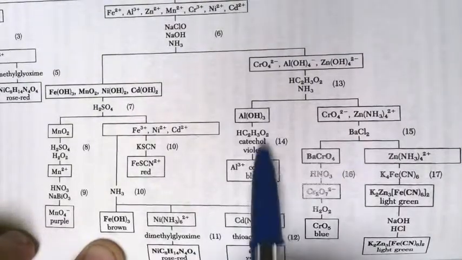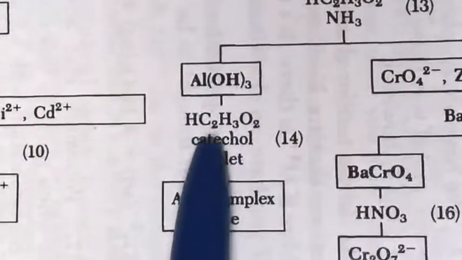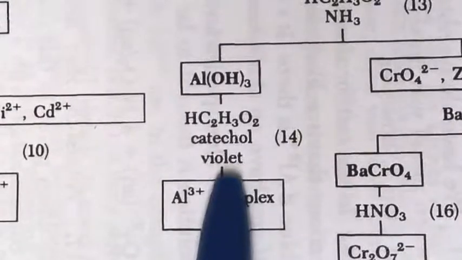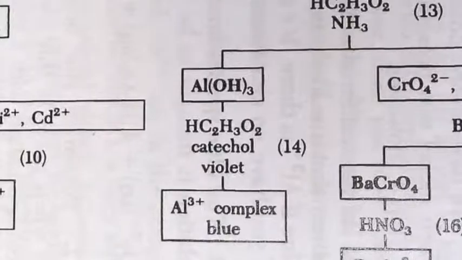As for number 14, here, all I want you to show me is the dissolving process of the aluminum hydroxide getting dissolved by acetic acid. You don't need to write anything for the catechol violet. It's not really anything you can easily show as a chemical reaction.